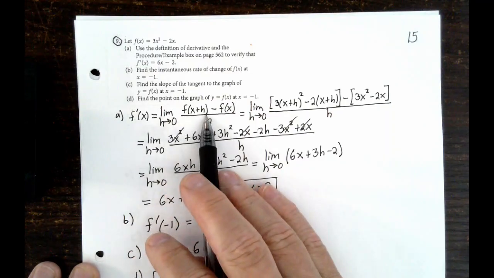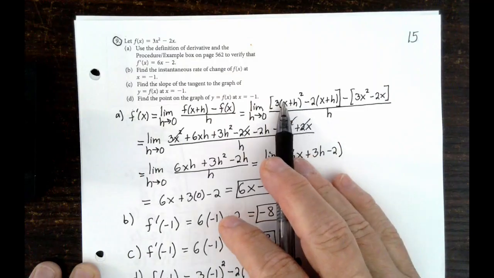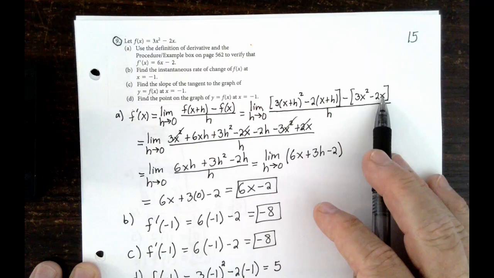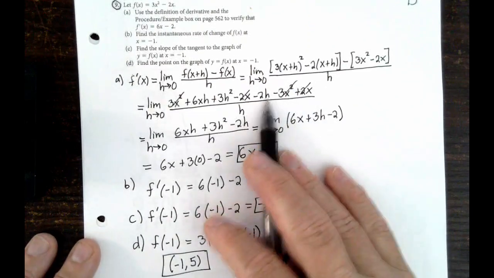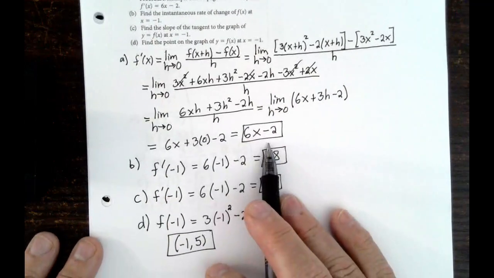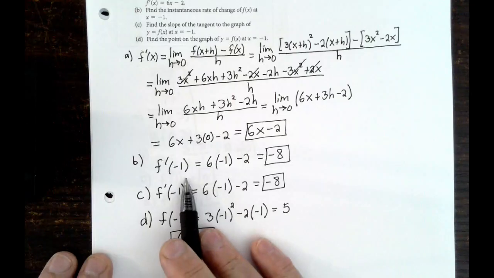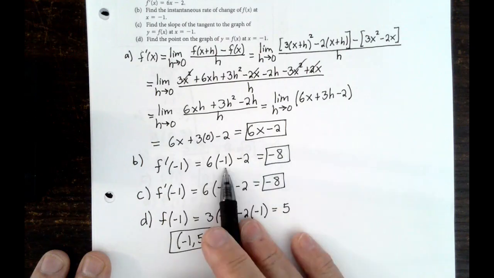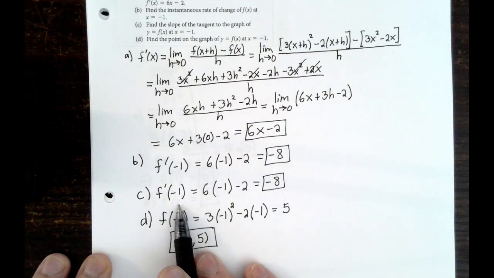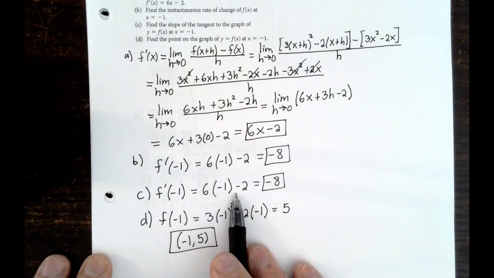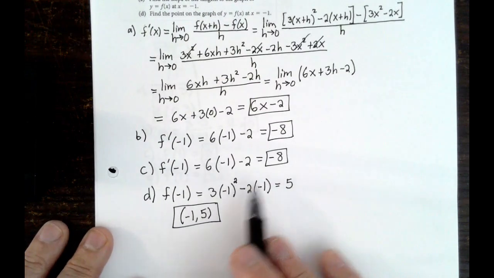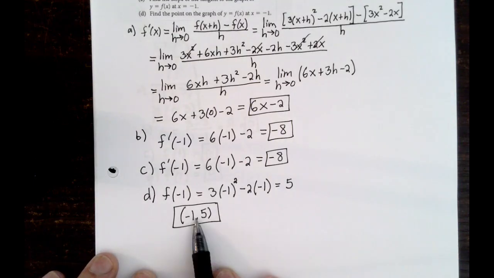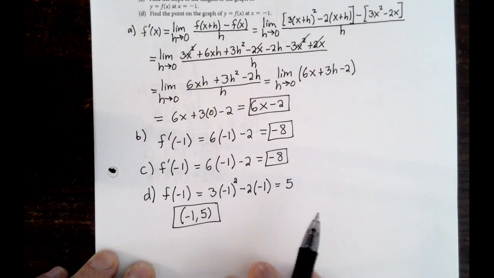So you analyze the function 3x squared minus 2x, and you plug in x plus h here, and you plug in just x there, and you divide it by h. It simplifies down. You take the limit, and you get your derivative. Then it says find the instantaneous rate of change when x equals -1. That's just plugging in -1 into the derivative. Then it says find the slope at x equals -1. Same thing. You plug it into the derivative. Then D says find the point where the graph is at x equals -1. You have to plug that into the original function.